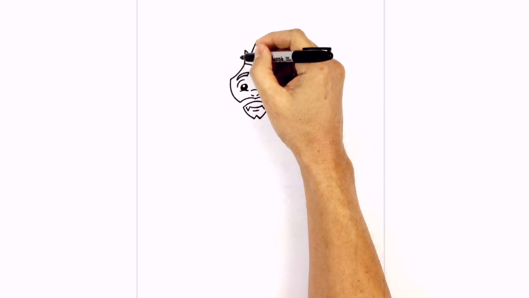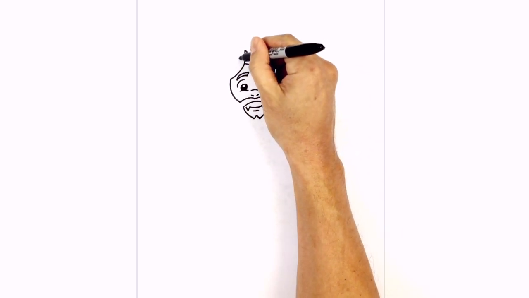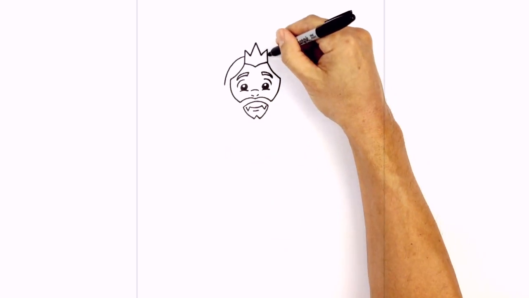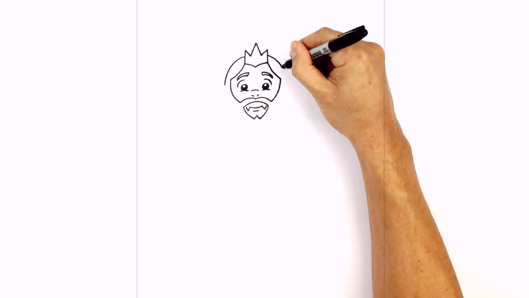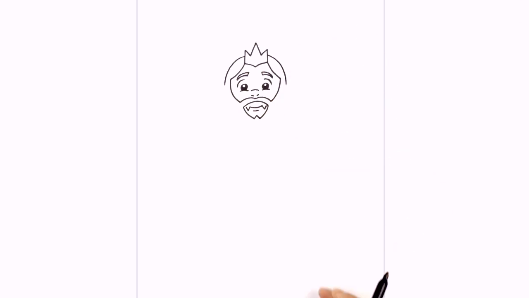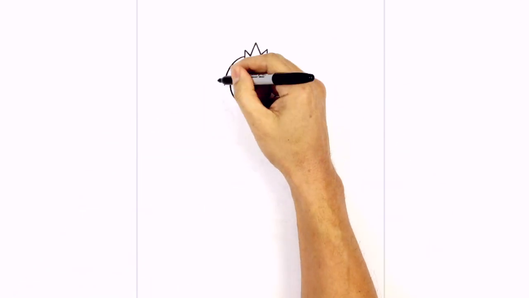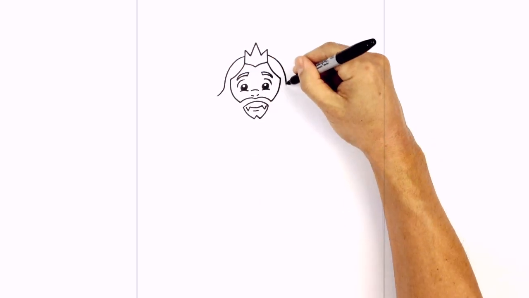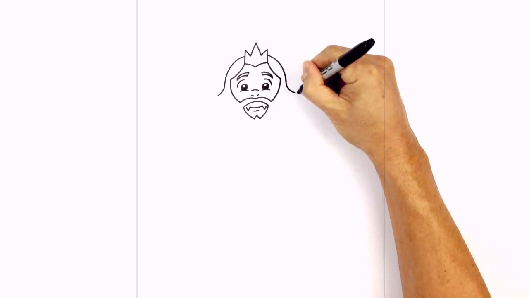So halfway down this crown on the left side, we're going to curve out and then down towards the side of the head. Let's do the same thing on the right. So starting up here, we'll curve down into the side of the head. Now we're going to flare out the sides of the hair. So from here on the left side, we're going to curve out. On the right, we'll do the same thing, curving out.